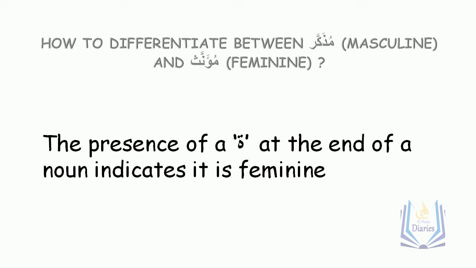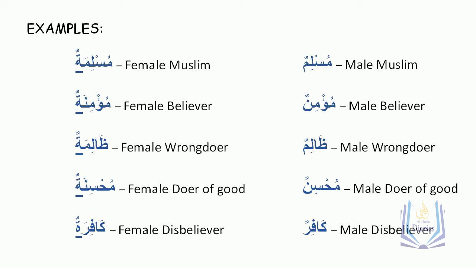Now, if the last letter of the word has a ta marbuta, most of the time it refers to the feminine mu'annath. For example, muslimun refers to a male Muslim, whereas muslimatun refers to a female Muslim. Mu'minun refers to a male believer, and mu'minatun refers to a female believer. Zalimun is mudhakkar, and the mu'annath is zalimatun.